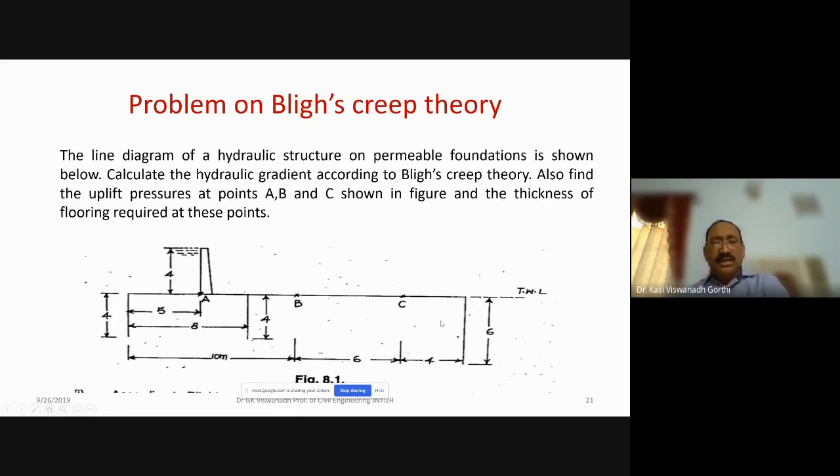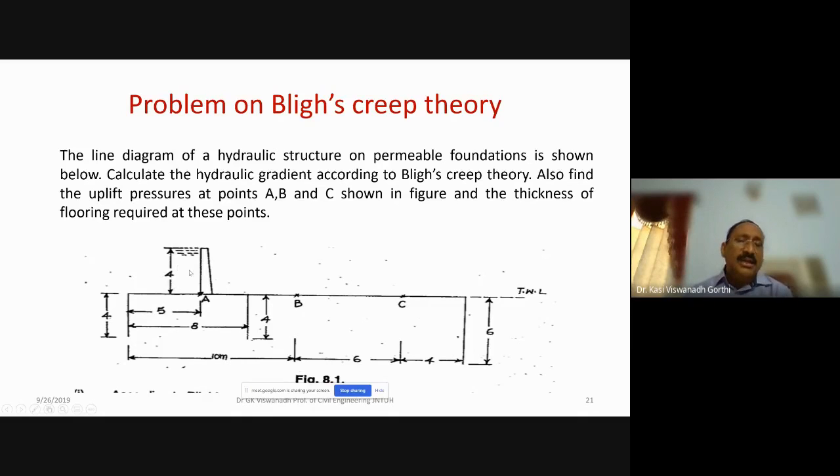D1, D2 are given, or you have 4 meters length of the sheet pile here and 6 meters length of the sheet pile here. In between, you have an intermediate pile also. You have one intermediate pile. So upstream, downstream, and intermediate piles are there. A, B, C are the points at which you need to find the uplift pressure as well as the thickness of the floor required. Other dimensions are given.